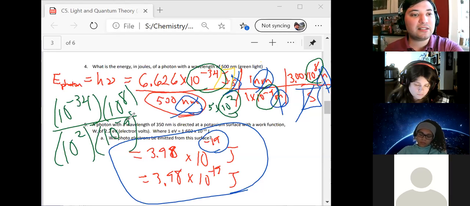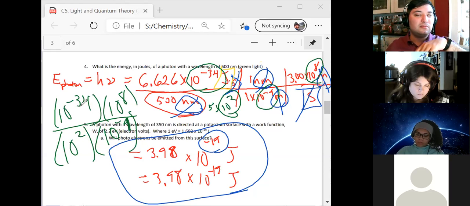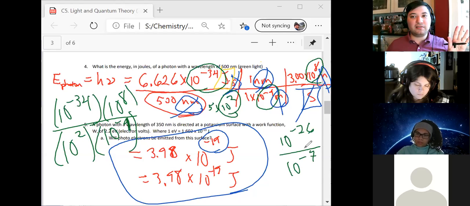All right, again, so let's first add these two denominators together and the numerators together. So 10 to the negative 34 times 10 to the positive 8 is 10 to the negative 34 plus 8, which is negative 26. So 10 to the negative 26. And then we're going to divide by 10 to the negative 7. Anybody have a question so far?